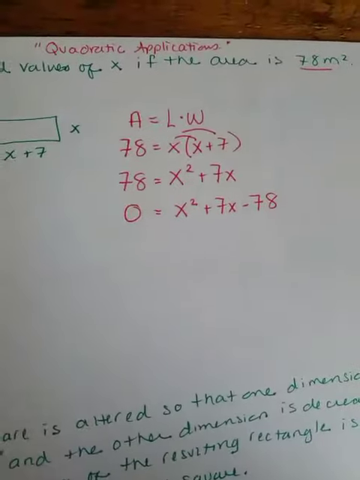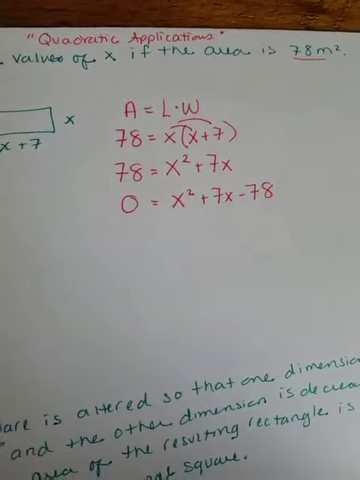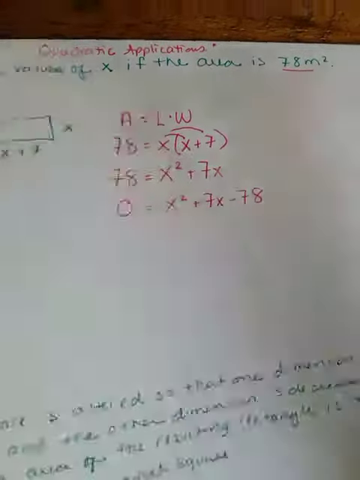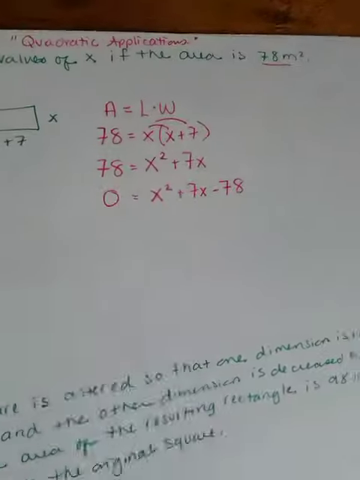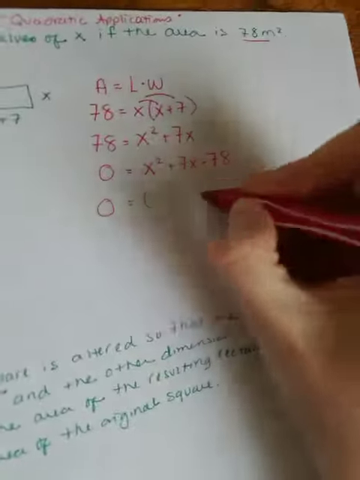And so now there's a couple ways you could solve this. You could do quadratic formula. You could do completing the square. You could try to factor. You could not take square roots because you have the b term. And in this case, the b is the 7x. I'm going to try to factor and see if that works.